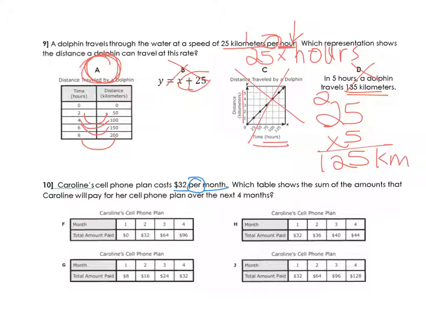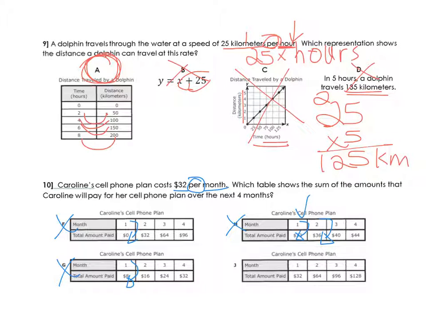So when I look at F, 1 times 32 would not be 0. So F cannot be my answer. I look at G. 1 times 32 is not 8. So G is not it either. H, 1 times 32 is 32. So that's good. But when I look at the next one, 2 times 32 would be 64, and all I see is 36 here. So the rest of the table is incorrect. So H is not it.